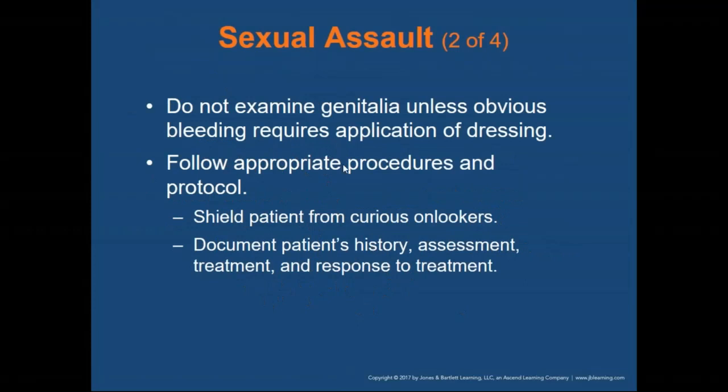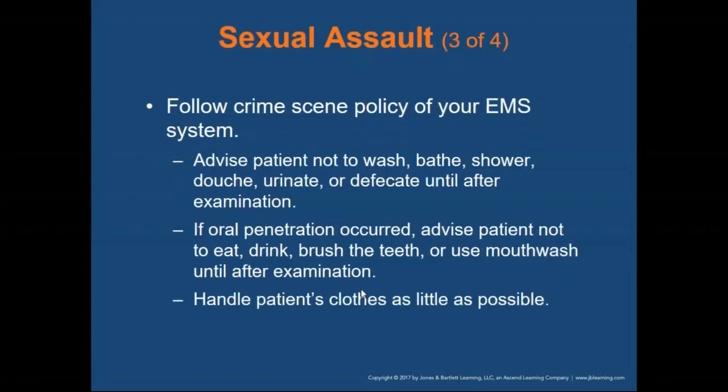Often these patients are going to feel more comfortable with a same-sex clinician. If you don't have that, then be professional and make them as comfortable as possible. And that is the end of the chapter.